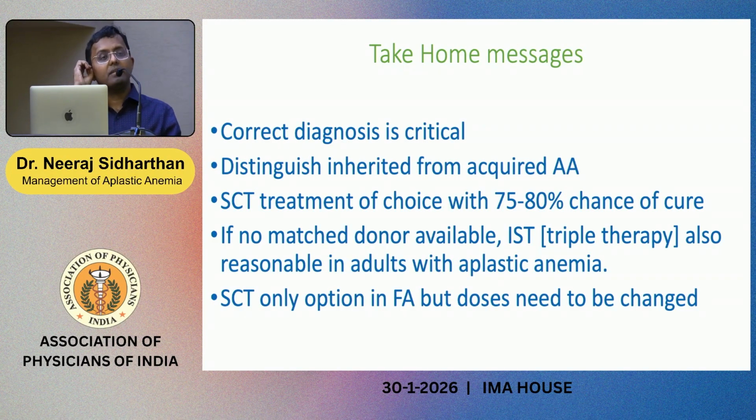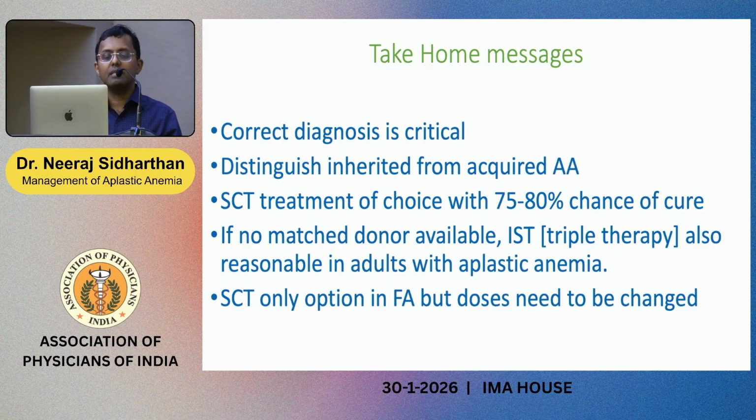The second important thing is that it is not only important to diagnose aplastic anemia, it is also important to distinguish whether it is inherited or acquired, because up to the age of 40, you could have inherited bone marrow failure syndromes presenting, and some of them may not have the constitutional features. So nowadays there is next generation sequencing which you could use to identify some of the mutations, and so we often do that to distinguish inherited from acquired aplastic anemia.